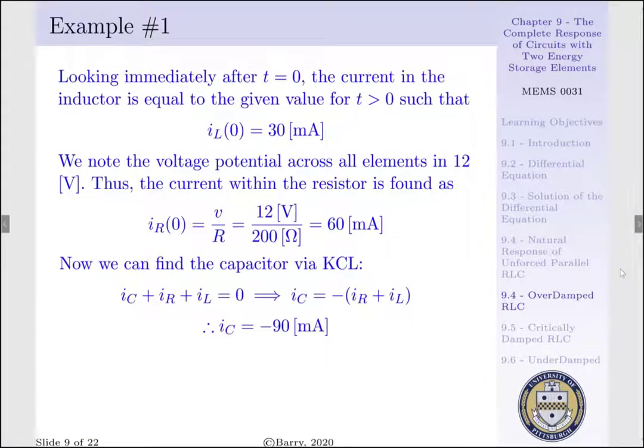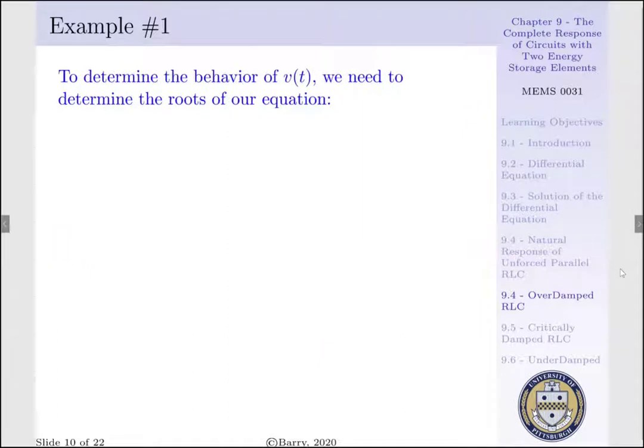Lastly, applying KCL at our top node, our current running through our capacitor is the negative of I_R plus I_L, or we'd have minus 90 milliamps running through our capacitor, i.e. our capacitor is discharging.